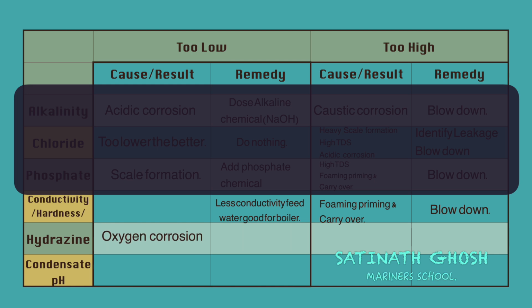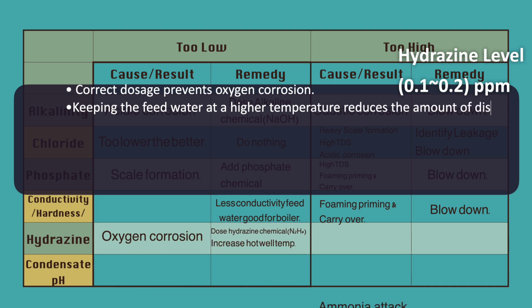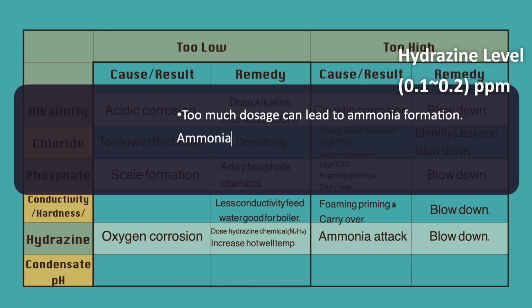Hydrazine level, if too low or too high: the correct dose prevents oxygen corrosion. Keeping the feed water at a higher temperature reduces the amount of dissolved oxygen. Oxygen corrosion will increase if the dose is too low. If too high, too much dosing can lead to ammonia formation. Ammonia attacks the copper alloys in the condensate system.